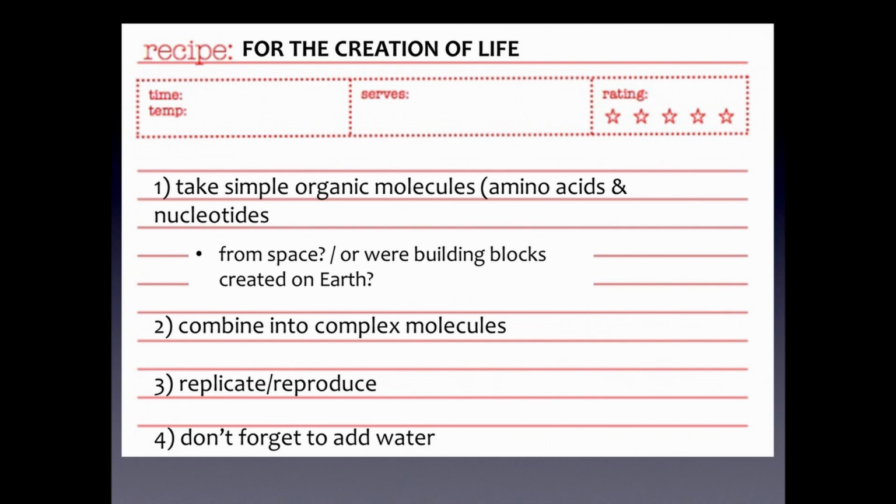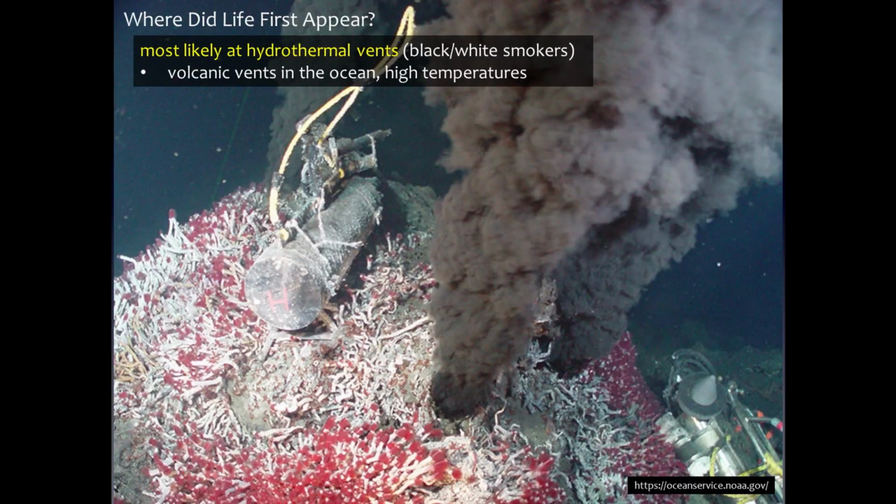Then what we need to do is combine them into complex molecules. There are many theories out there of how these simple organic molecules became combined into complex molecules. After we did this, we needed them to replicate and reproduce, and then we needed water. Obviously, we're looking at a lot of this happening in the ocean, so it makes sense that this is sort of a no-brainer. The water was there. We've met all the conditions of the recipe. We have our simple organic compounds, we have our complex organic compounds, we have replication and reproduction occurring, and we have water. So where do we think that life actually appeared?